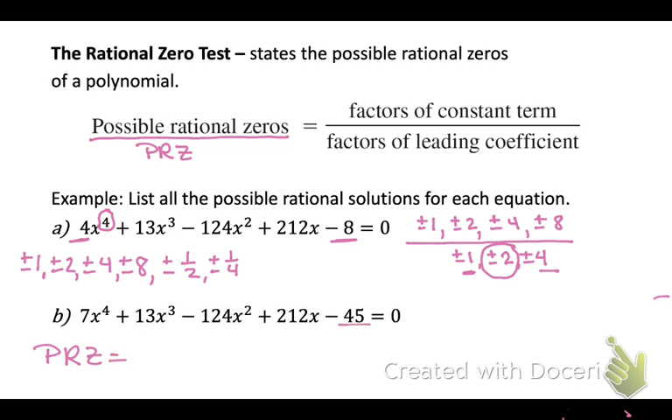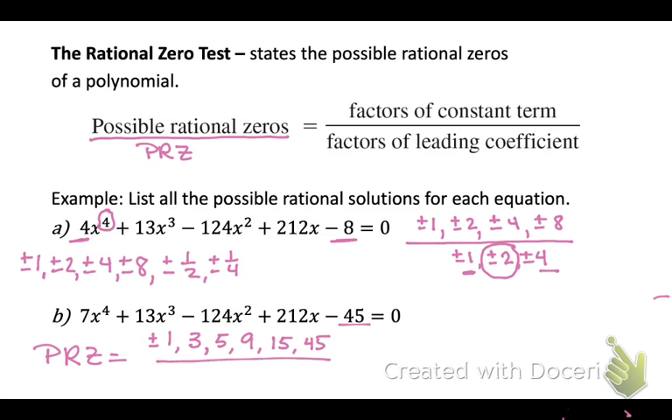Okay, the constant's 45. What are the factors of 45? 9 and 5. So 1, and I'm just going to put the plus and minus on the 1. And 5. 3 goes in there first, right? Yep. 3 goes in there. 4 doesn't. 5 does. 6 doesn't. 7 doesn't. 8 doesn't. 9 does. 15. And 45. And the plus or minus goes with every single one of them.